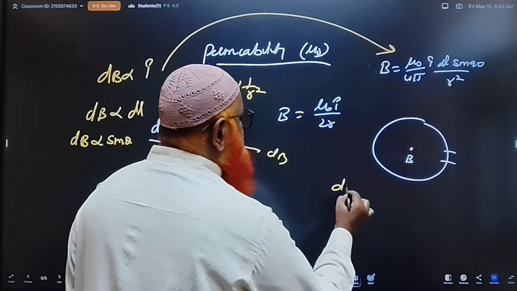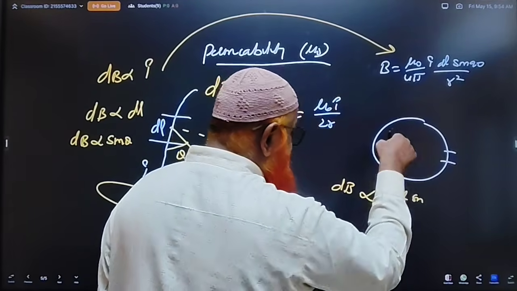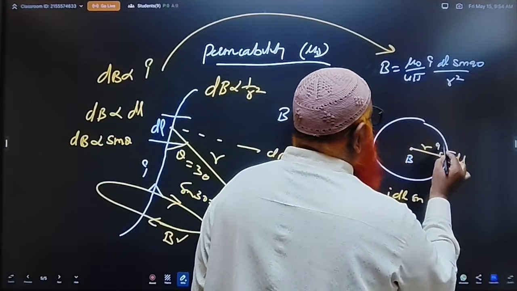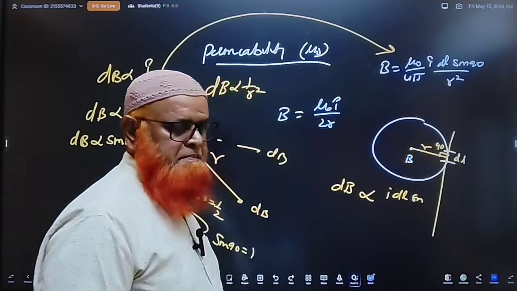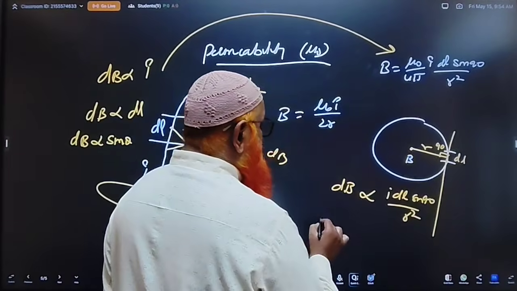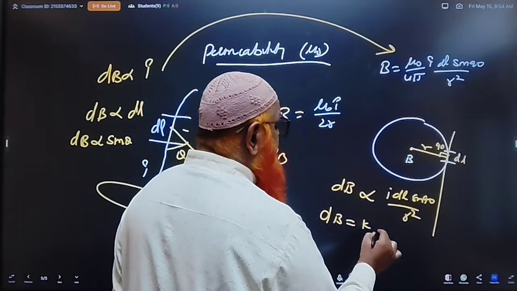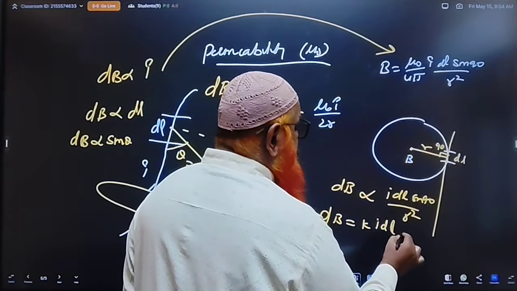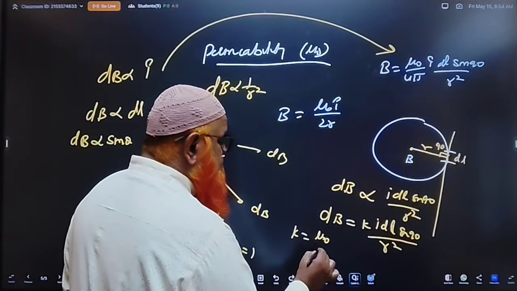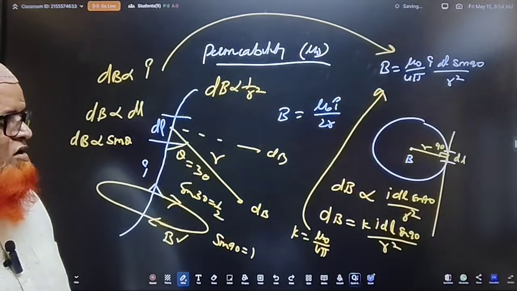Because dB is directly proportional to I sine 90. Here in this case, sine 90, why? Because the radius and this dl are making exactly 90 degrees if you draw the tangent. So I dl sine 90 divided by r square. When you remove the proportionality, you get a constant K. So dB equals K I dl sine 90 divided by r square. The value of K is mu naught by 4 pi. That's the formula we are getting here.